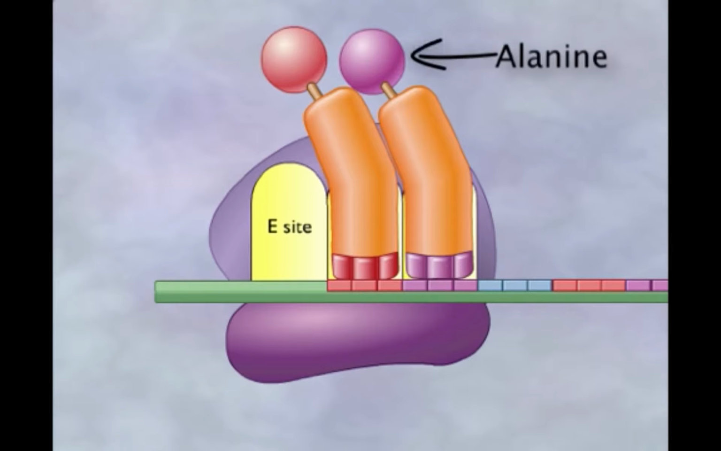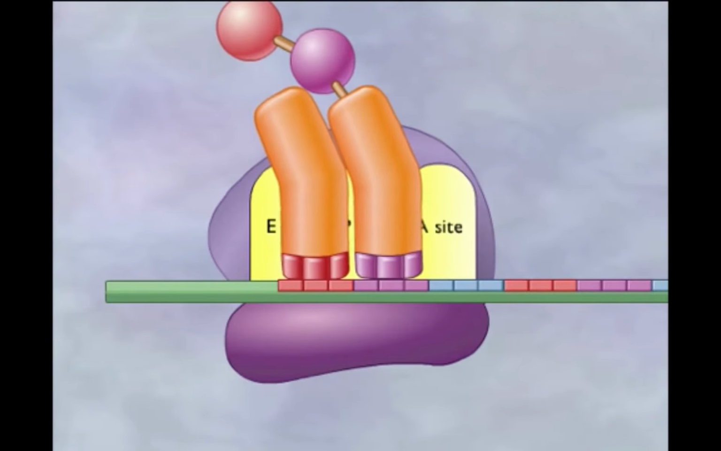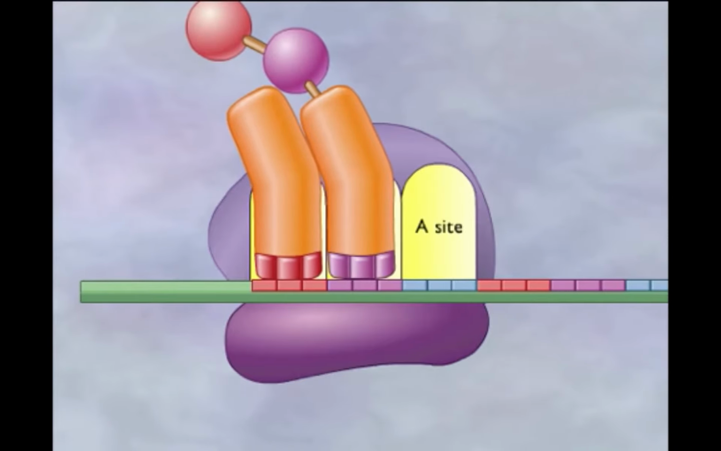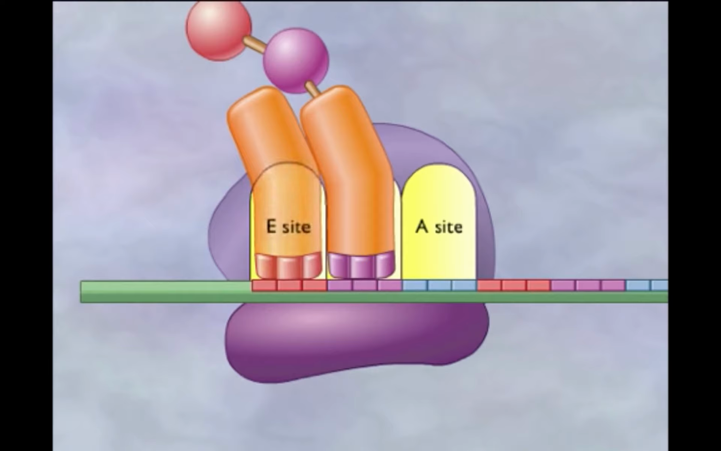This particular transfer RNA would be carrying the amino acid alanine. An enzyme in the large subunit of the ribosome transfers the methionine from the initiator transfer RNA to the alanine bound to the second transfer RNA. A peptide bond forms between these 2 amino acids, forming a dipeptide. Once this happens, the ribosome slides on to the next codon on the messenger RNA. This action shifts the initiator transfer RNA to the E site, and the second transfer RNA to the P site.